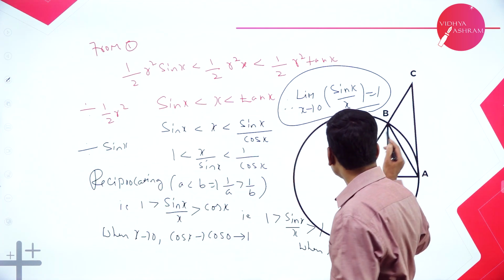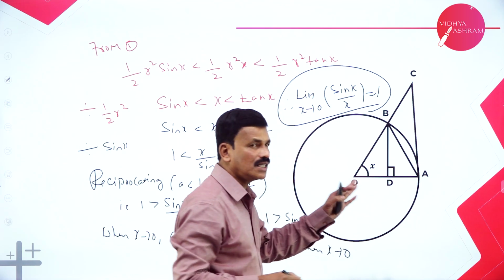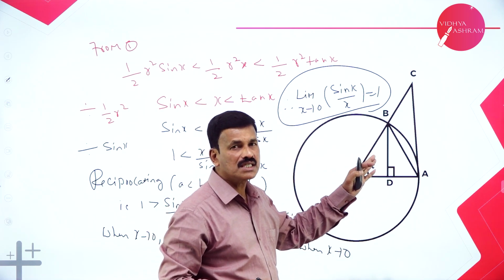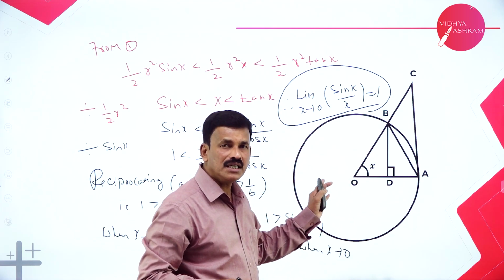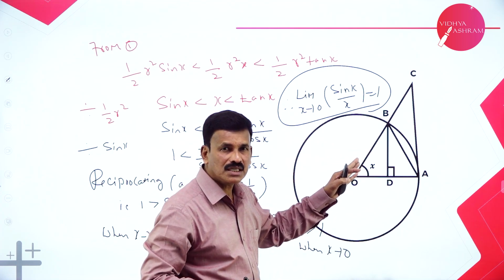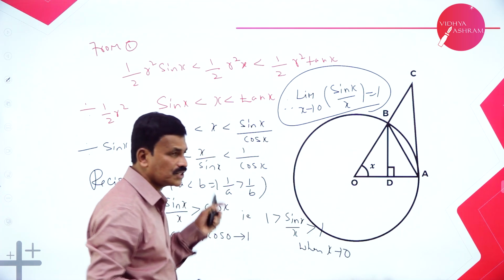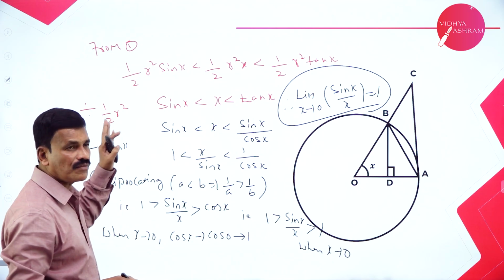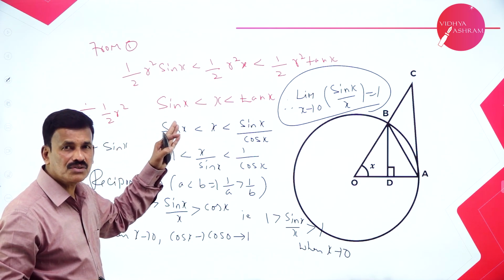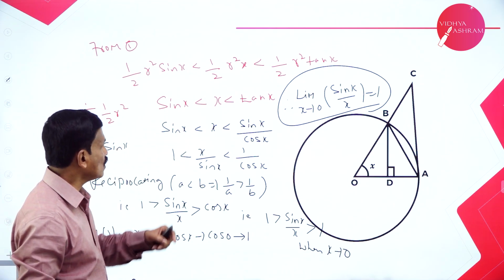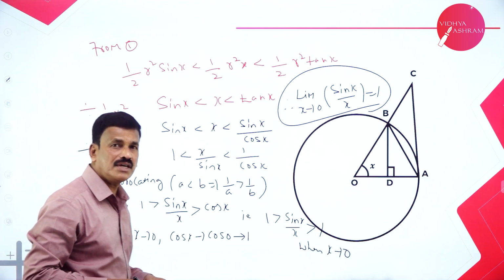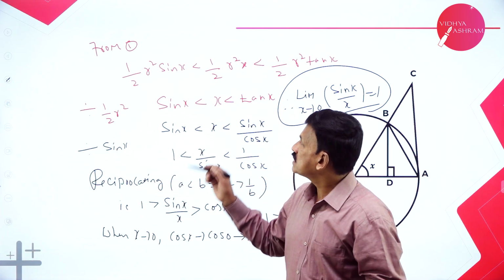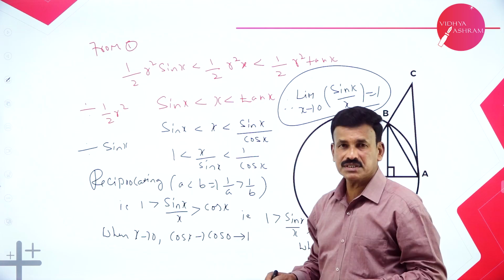Very important. Just find out the area of the triangle AOB, the area of the sector AOB, and the area of the greater triangle, the big triangle AOC. Substitute in equation number 1. So you will get half R square sin x less than half R square x, which is less than half R square tan x. Divide by half R square, you will get sin x less than x less than tan x.